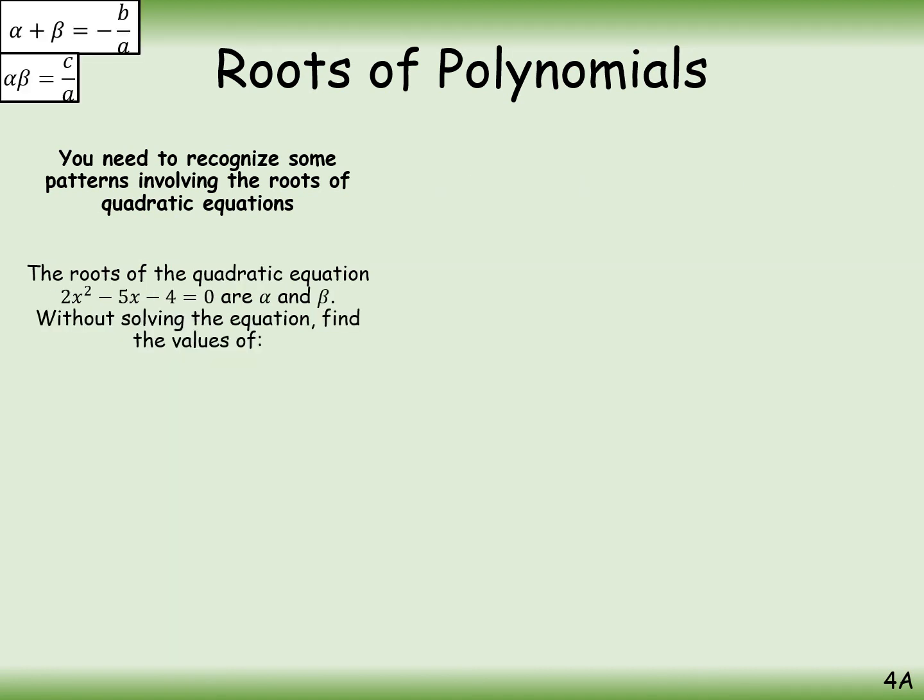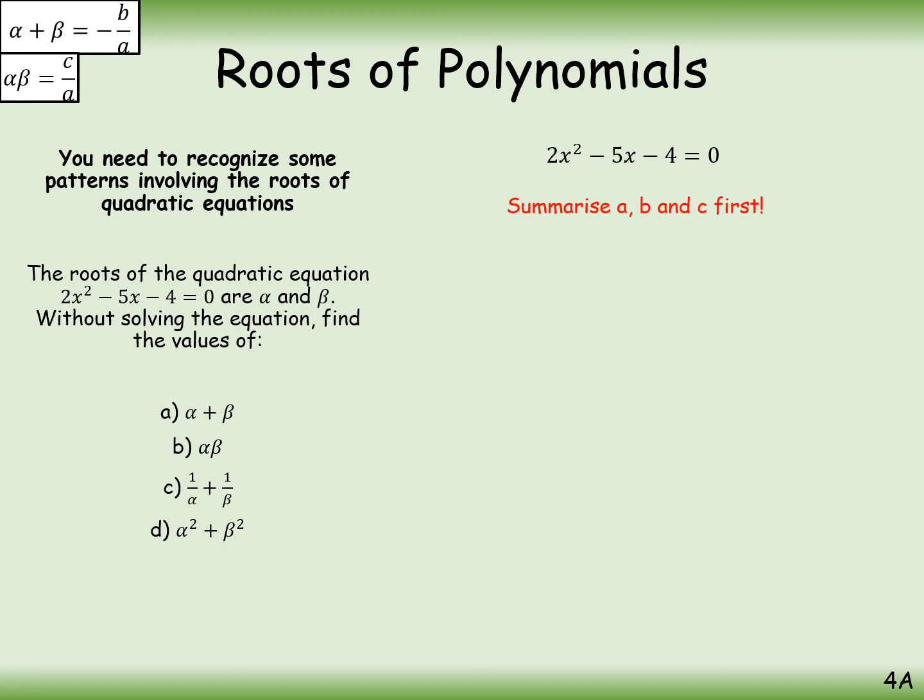The roots of the quadratic equation 2x squared minus 5x minus 4 are alpha and beta. Without solving the equation, find the values of alpha plus beta, alpha beta, and 1 over alpha plus 1 over beta. So these are your typical exam style questions. And for part d, we want alpha squared plus beta squared. So let's look at this quadratic, 2x squared minus 5x minus 4.